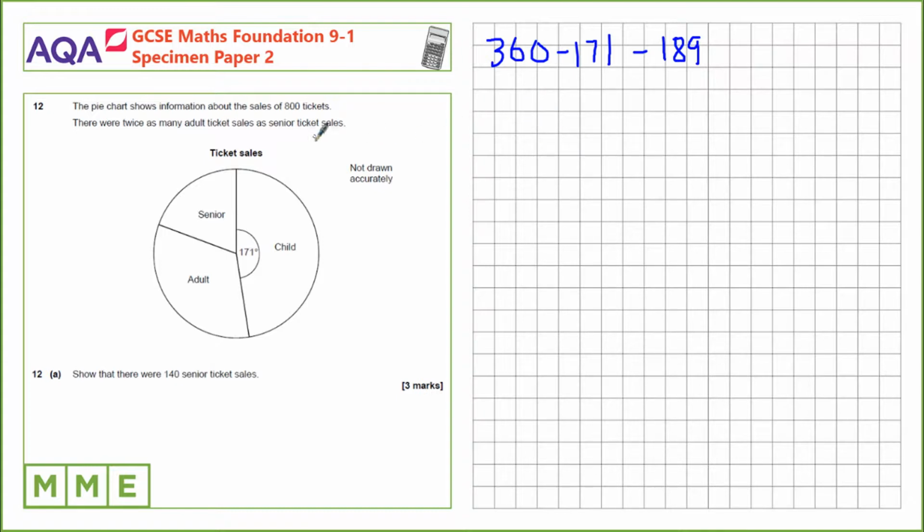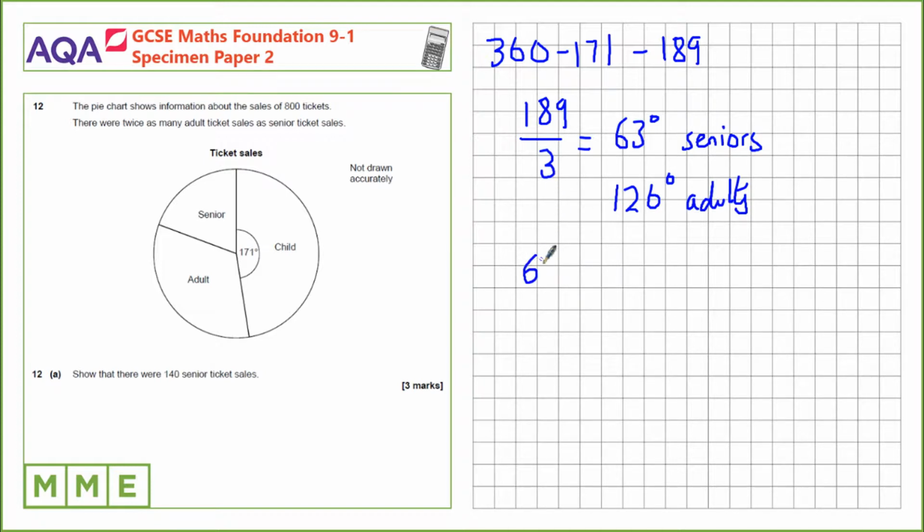We know this is divided into 3 parts, 3 equal parts. There's senior here, and then adult, which takes 2 shares of that. So 189 divided by 3 is 63 degrees for the seniors. And conversely, if we wanted the number of degrees for adults, which will be useful later, that's 126 degrees.